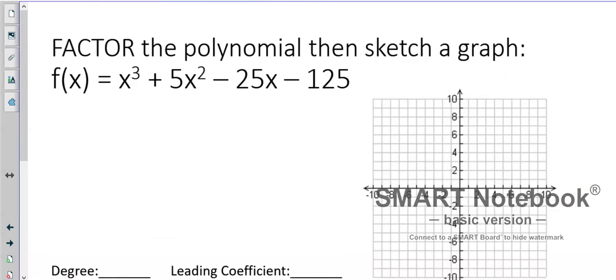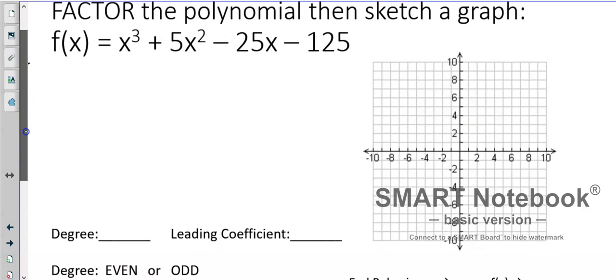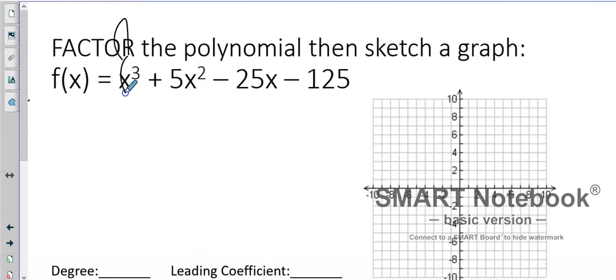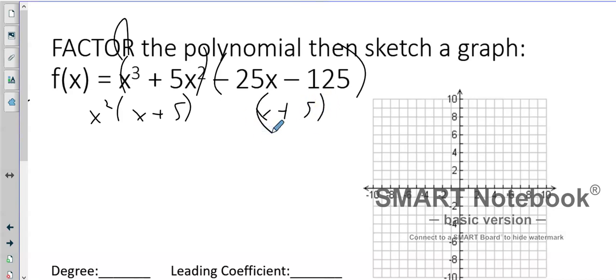Right, here we go. Factor it first. So we're going to factor by grouping here. So the only thing I can take out is x squared. That's going to be x plus 5. I cheat and put x plus 5 right here. Now what negative 25 divided by what will give me 1? Negative 25. Hook these up. X squared minus 25.